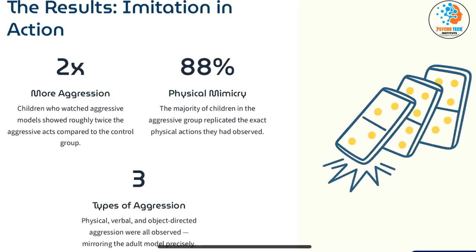The results showed that children who observed aggressive models displayed significantly more aggression. Many of them even copied the exact actions they had seen. This included physical, verbal, and object-directed aggression. These findings clearly demonstrated the power of observational learning.